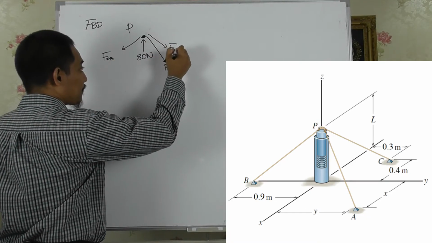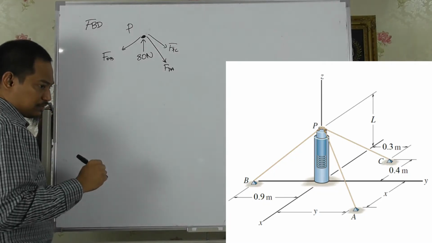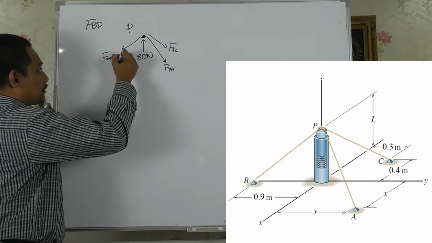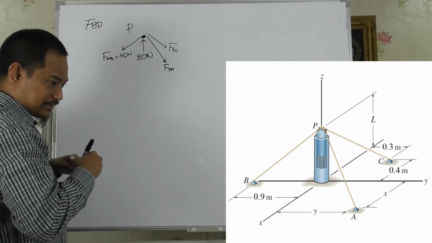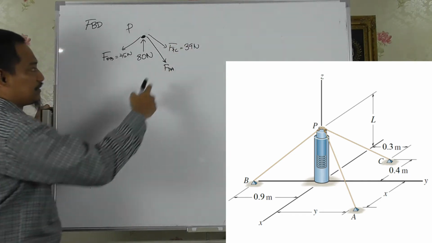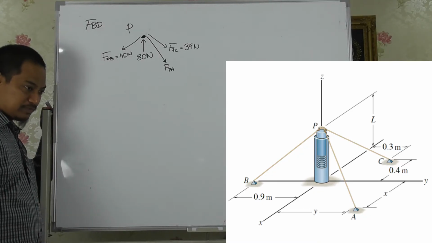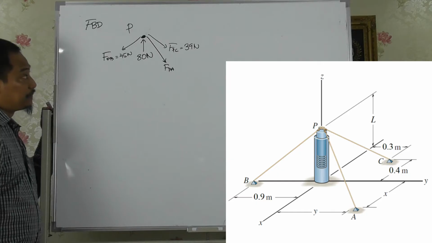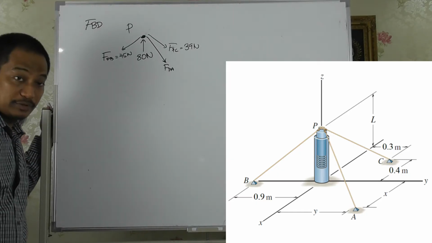Now some values are given. So PB is 45 Newton. So this is 45 Newton. And PC is 39 Newton. So in this case, the only unknown is FPA. Right? Okay. So that is what is given. So the four forces acting at point P.